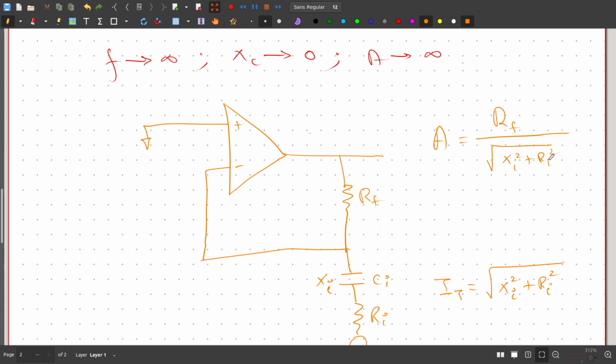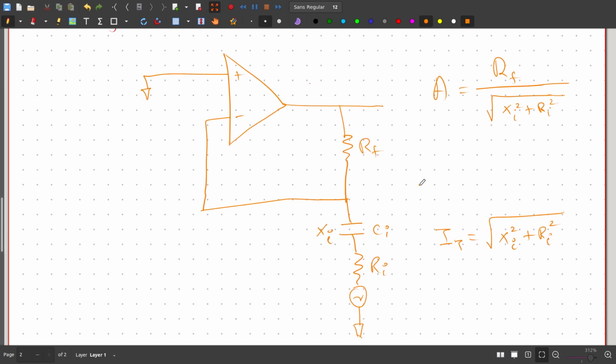So what does this do? At very high frequency, even though this Xi tends to 0, we have a finite resistor. As a result this amplification factor does not blow up to infinity. Instead it is a large value but a finite large value, right? So this is the first modification. This modification is to make the differentiator stable at a high frequency input.